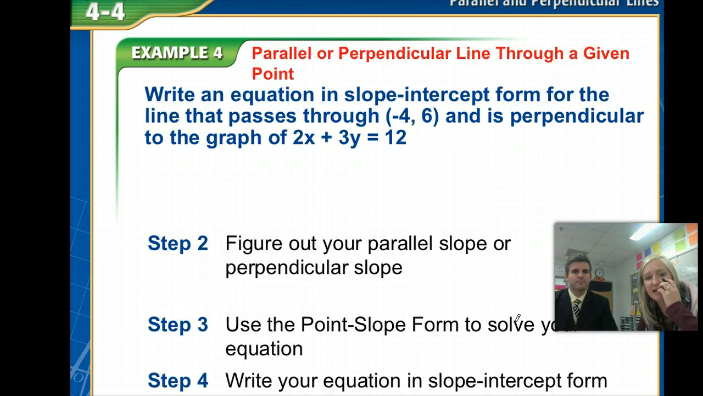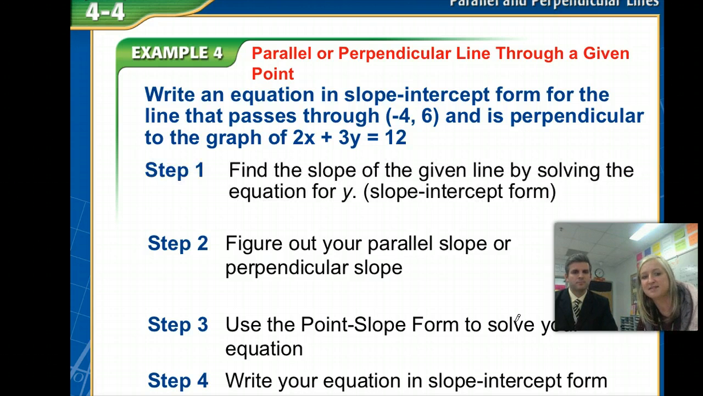All right, the last example is parallel and perpendicular lines. So it says write an equation in slope-intercept form for the line that passes through -4, 6 and is perpendicular to the graph of 2x plus 3y equals 12. I wrote down some steps here. Step number 1: find the slope of the given line. First of all, you need to put the equation into y equals mx plus b because we need to figure out what that slope is.